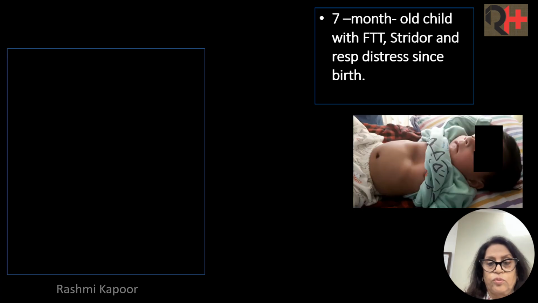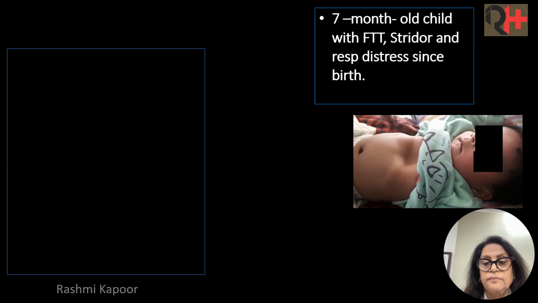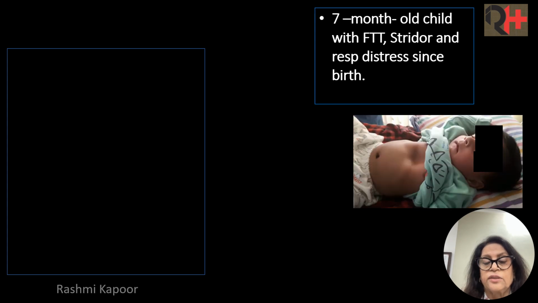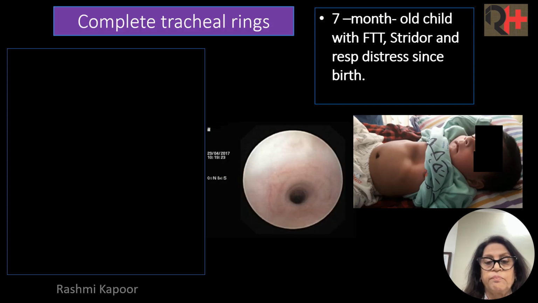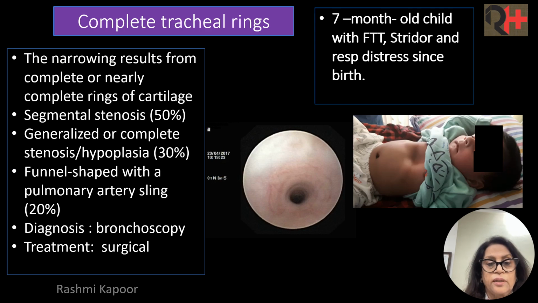Another child, a 7-month-old with failure to thrive and severe stridor with respiratory distress since birth. So this child has severe respiratory distress since birth. We did the bronchoscopy, and we found complete tracheal rings. So there can be narrowing, and this results from complete or nearly complete rings of the tracheal cartilage, and in 50% of cases, they can be segmental stenosis.